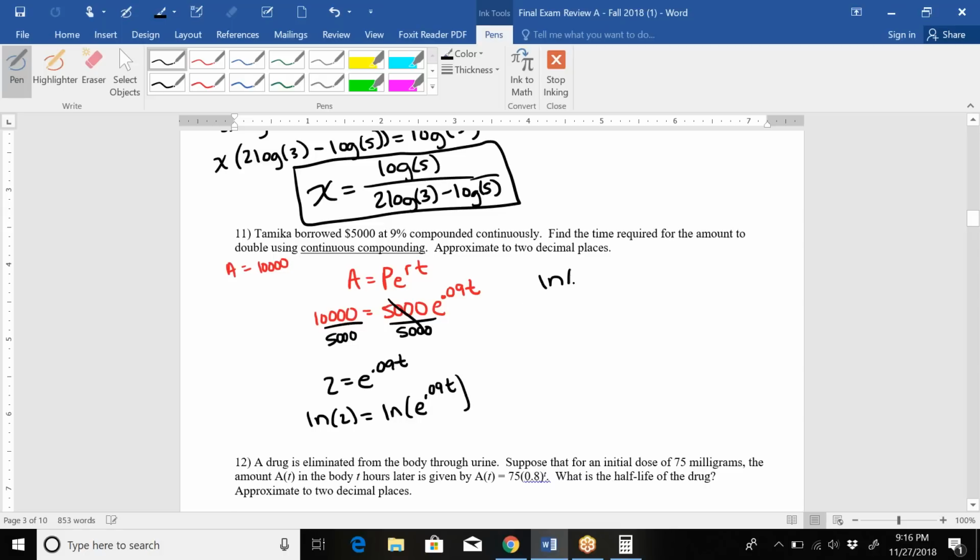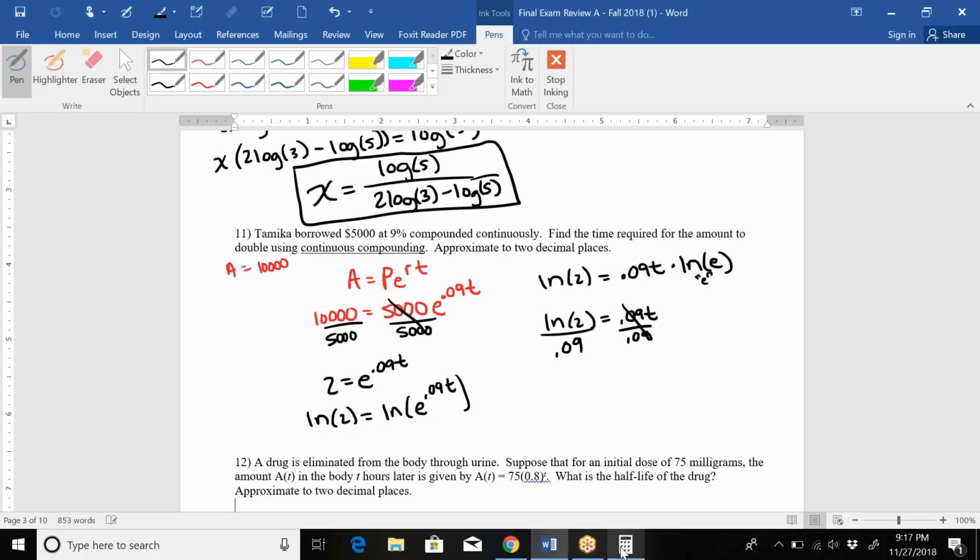So that gives me ln of 2 equals natural log of, I'm going to pull that 0.09t to the front, and I still have a natural log of e. What you don't realize there, remember, is that there's a hidden e as that base. So this says e to what power equals itself. It's a 1. Natural log of e is always 1. So really, it just gives you 0.09t. So all you have to do to finish that is divide both sides by 0.09.